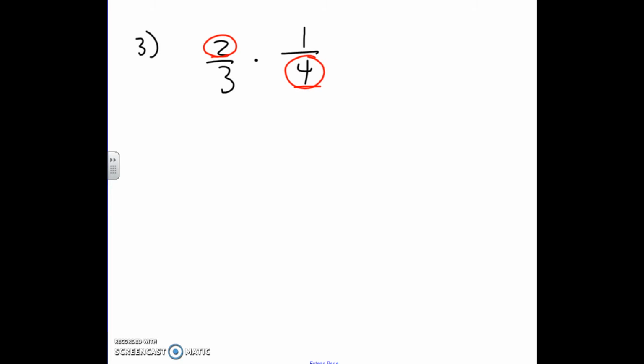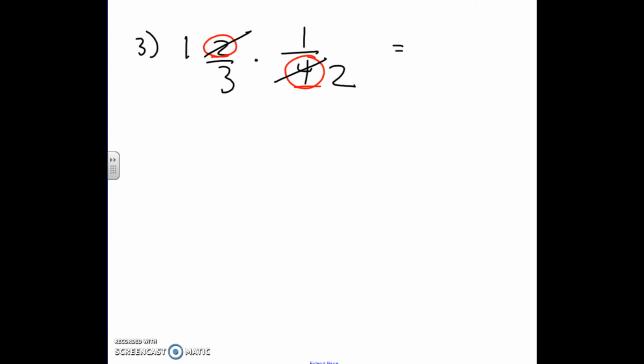So that means I can cross cancel out a 2. I divide each number by 2 because 2 goes into both of those. 2 goes into 2 one time, that's where the 1 comes from. 2 goes into 4 two times, and that's where the 2 comes from. If you look at the 1 and the 3, there's no number that will go into both of those, so you can't cross cancel. So now our fractions are 1 over 3 times 1 over 2.